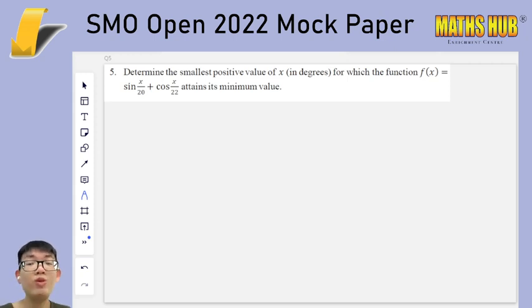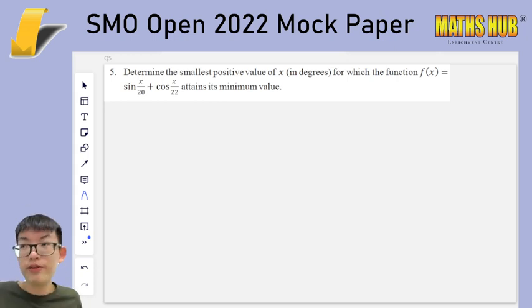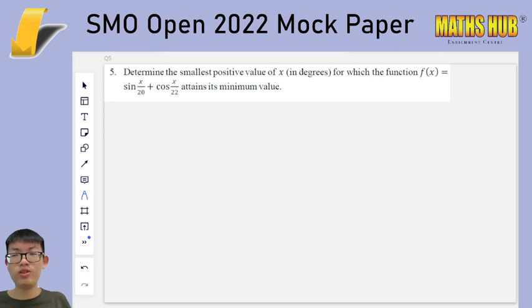Identities don't seem to work very well here, right? Because x over 20 and x over 22 are in a very awkward 10:11 ratio. So if you try to do, let's say, a sum to product after changing cosine to sine of 90 degrees minus x over 22, you would get quite a horrible mess. Instead, we're going to do something that is a lot simpler and yet somehow a bit less obvious.